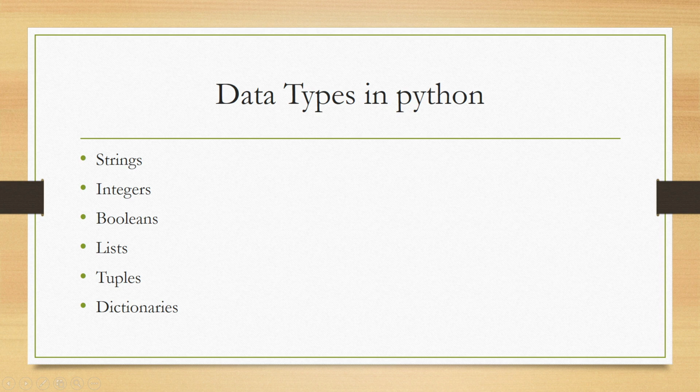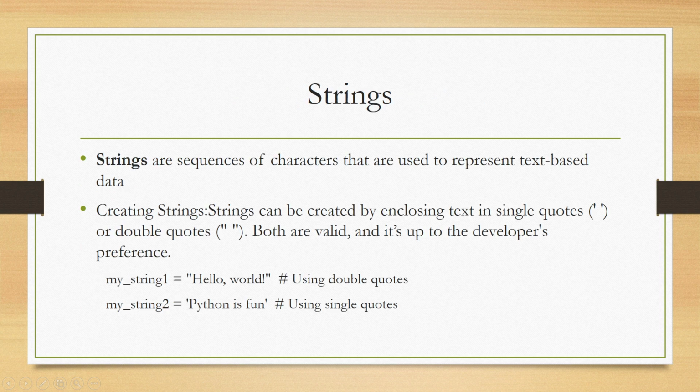So, data types in Python. What are data types? They are basically the words used to tell us what type of information or data we are keying in Python. We have strings, integers, boolean, list, tuples, and dictionaries. I'll go through them one by one.